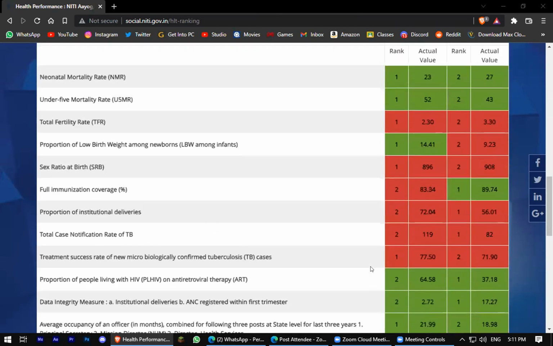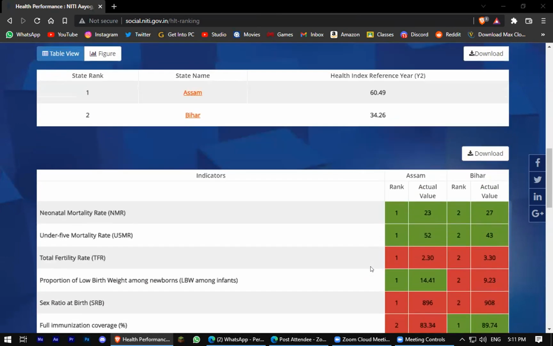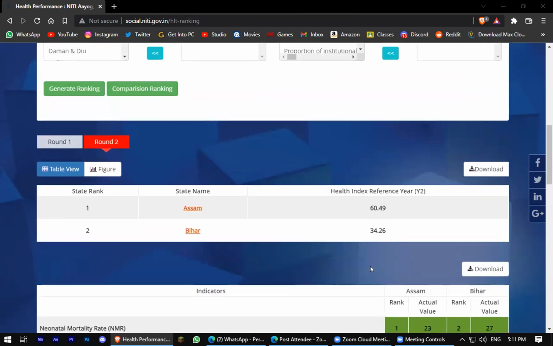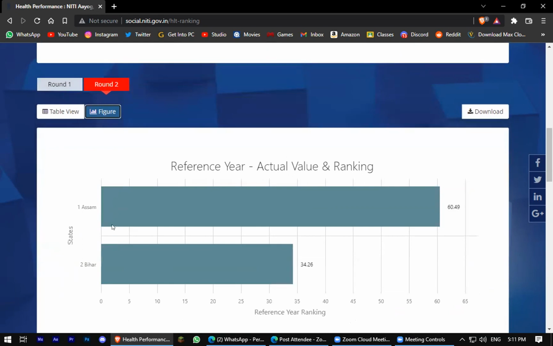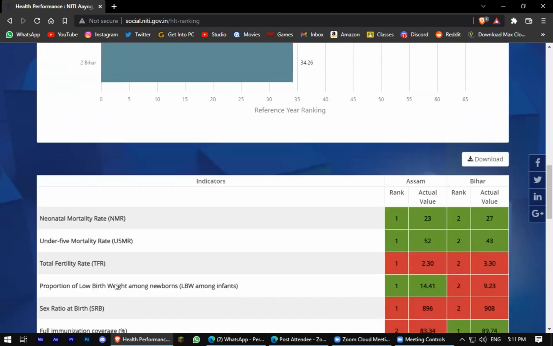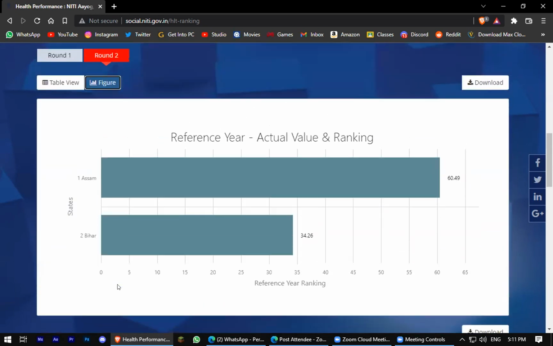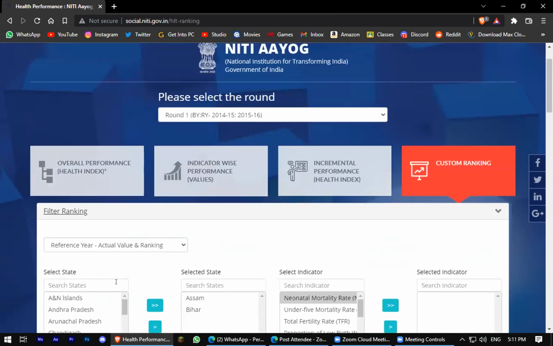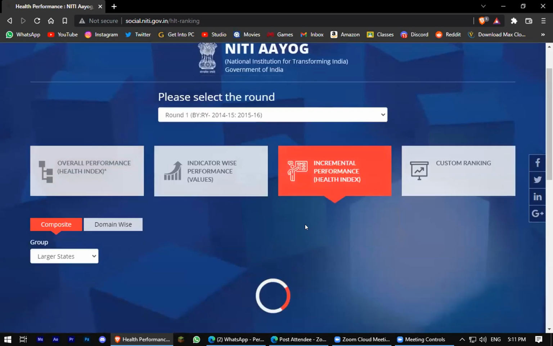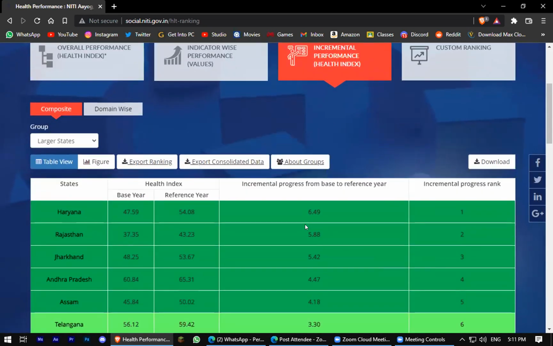So likewise, one can compare two states also in this. In figures also you can compare Assam, Bihar for each of the things. Okay. So this gives incremental performance. We got it. We got this one.